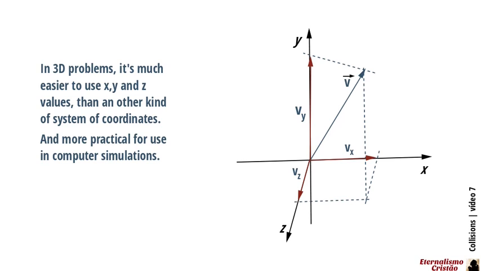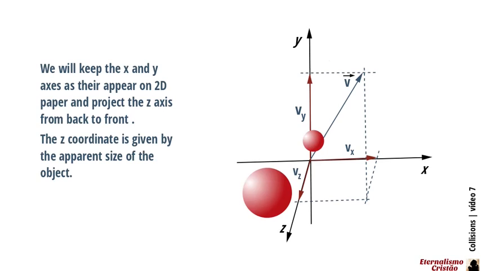In 3D problems, it's much easier to use x, y and z values than in other kinds of systems of coordinates, and more practical for use in computer simulations. For our graphic simulations, we will keep the x and y axes as they appear on paper. We project the z-axis from back to front. The z-coordinate is suggested by the apparent size of the object.